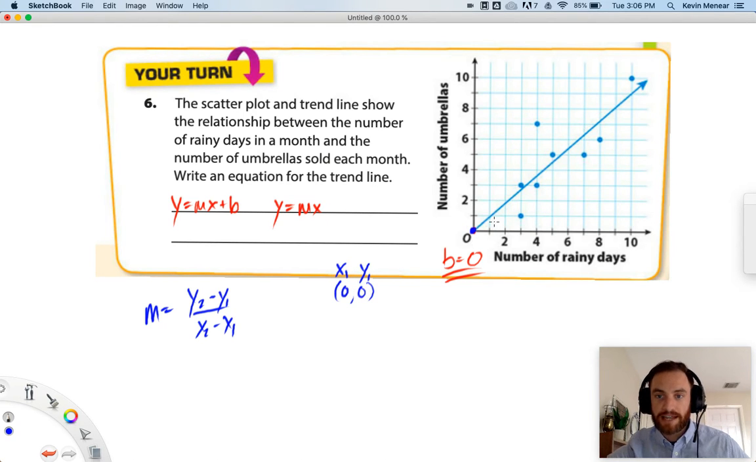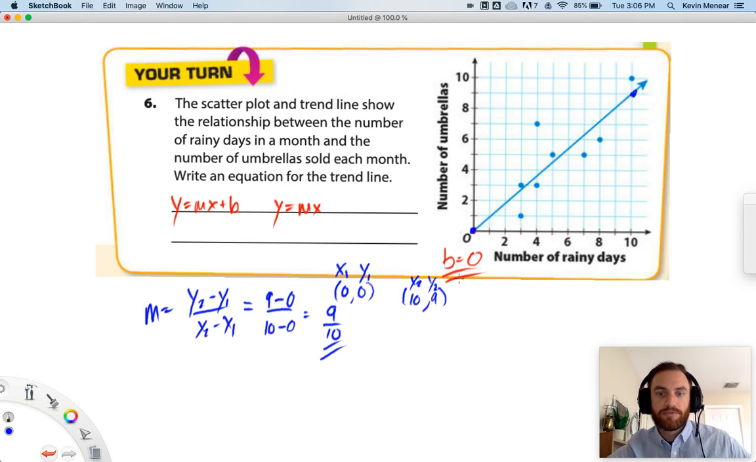And then I just have to scan until I find a good point on the graph. So where is there a nice point on the graph? Generally speaking, it's better to find a point that's further away because you'll be more accurate. So that point looks really good right there. And that point is just 10, 9. So 10, 9. So that'll be my x2, y2. So my slope then is y2, which is 9, minus y1, which is 0, over x2, which is 10, minus x1, which is 0, or just 9 tenths.